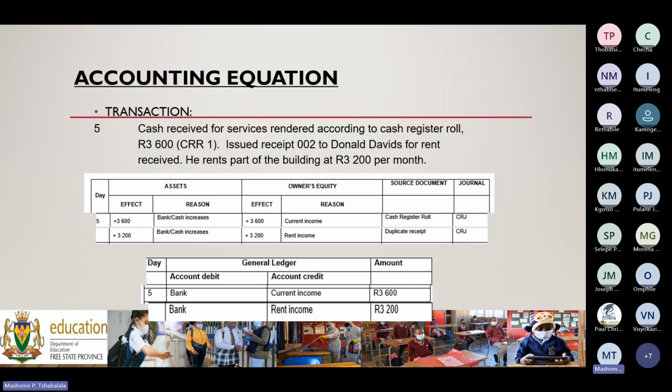On this one, we have two transactions on the same day. Now, you need to be careful when you have two transactions on the same day. You need to identify two accounts affected for each transaction. Now, let us look at the first one.